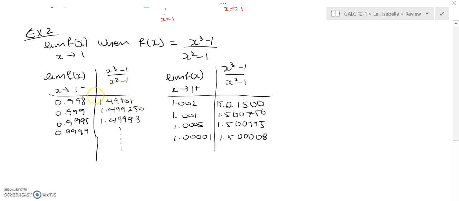So here are the numbers for the left hand side, and here are the numbers for the right hand side. As you can see, both tables seem to converge to 1.5, which means that the limit could exist and that limit could be 1.5. Remember that we can't actually prove that this will be the actual limit because we have not applied the limit laws yet, but from this numerical approach, we can assume that this is the limit of f of x as x is approaching 1. So the limit of f of x as x is approaching 1 equals 1.5.